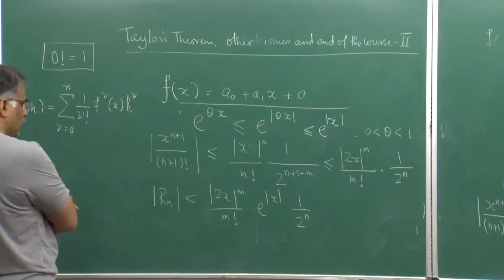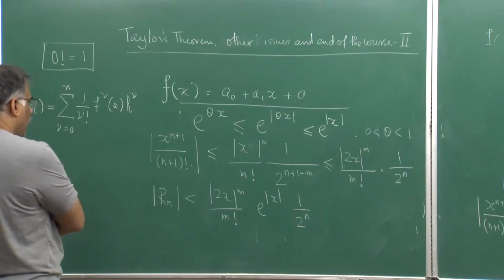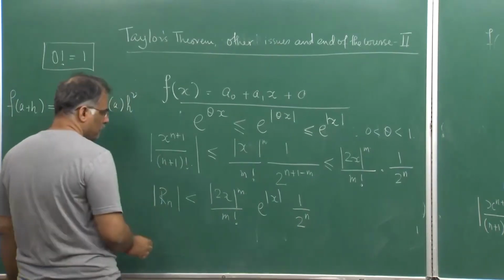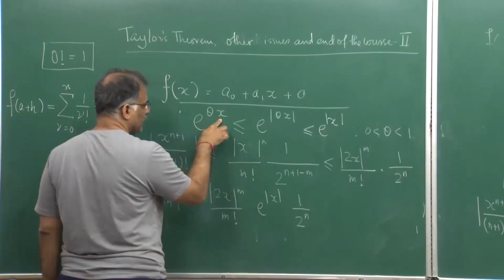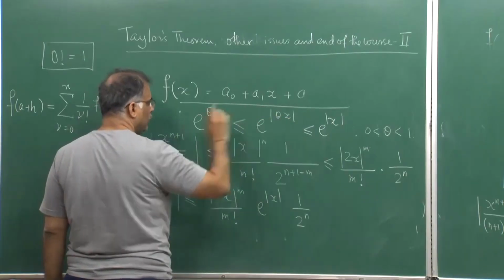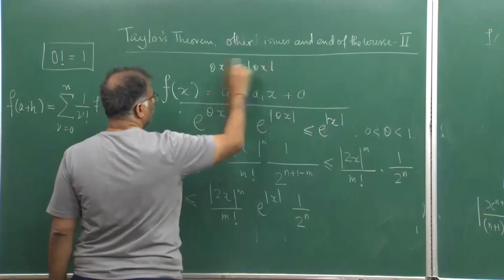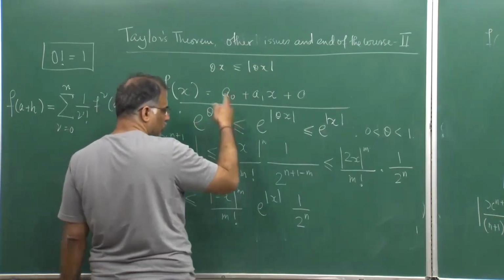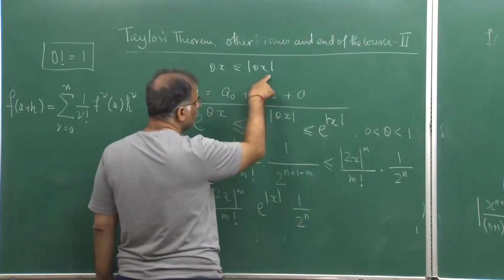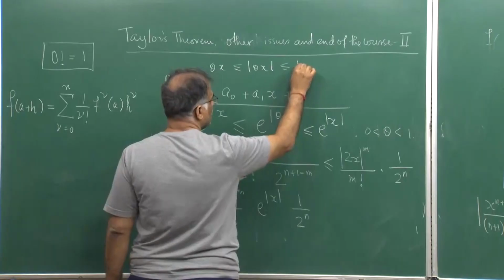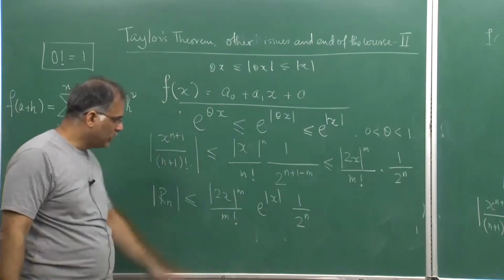Right. Now what is R n? R n is less than or equal to this. Now, what is e to the power theta x? Theta x is less than or equal to mod of theta x, and for any x, that is less than mod of x. Because e to the power x is an increasing, or non-decreasing, function, e to the power theta x is less than or equal to e to the power theta mod x. And since theta is less than 1, this is less than e to the power mod x. So you will get this one into 1 by 2^n.